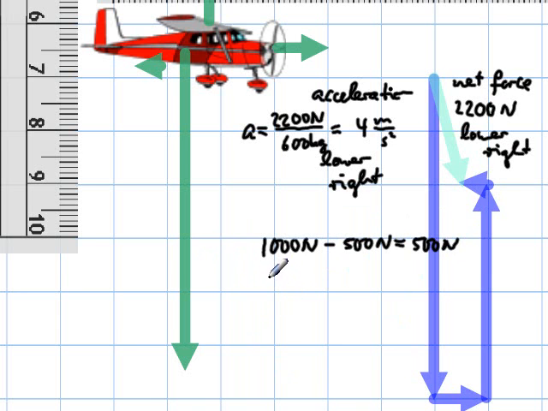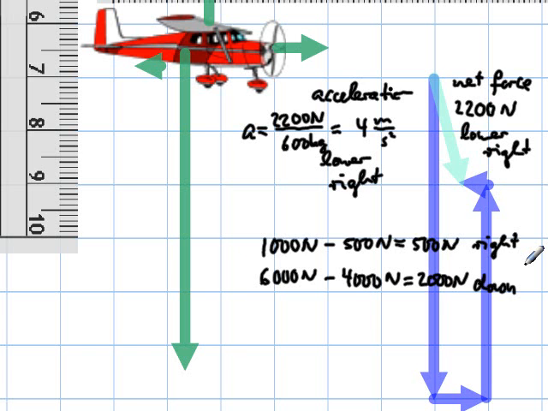In the vertical we have 6000 newtons for the weight, and we have 4000 newtons for the lift, and they're in opposite directions, so we subtract those, 2000 newtons. So the 500 was to the right and the 2000 is down.